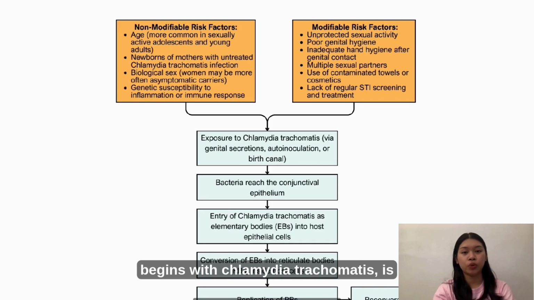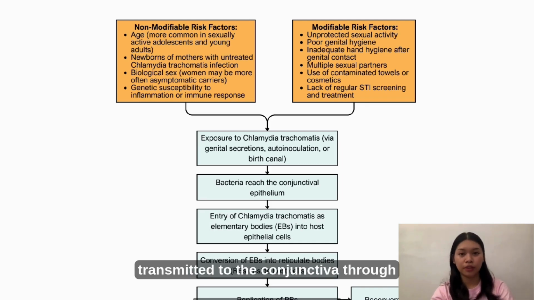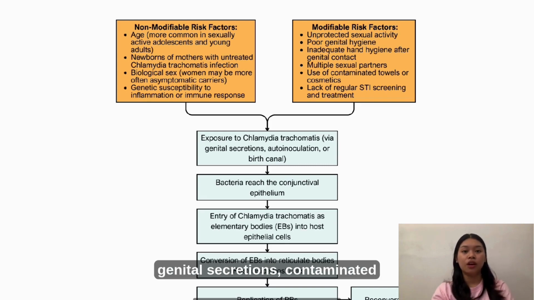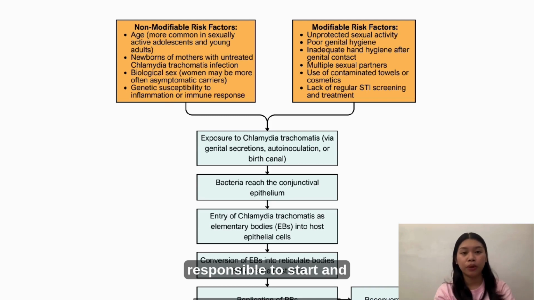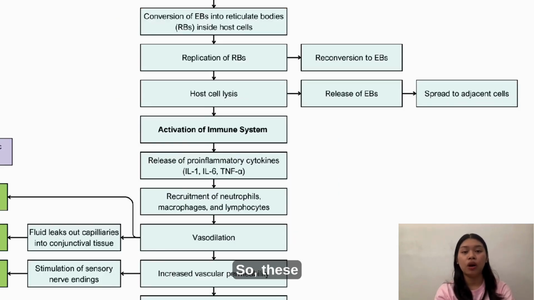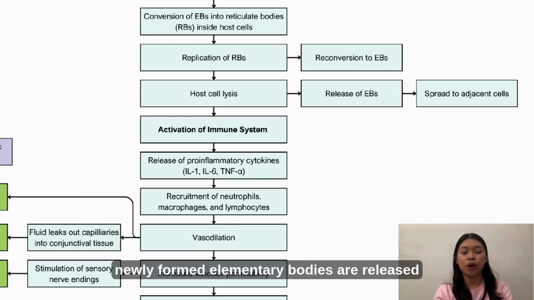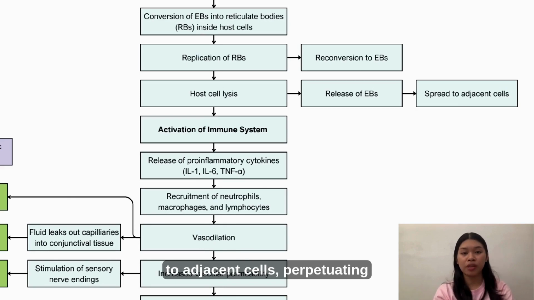The infection begins when Chlamydia trachomatis is transmitted to the conjunctiva through genital secretions, contaminated hands, or during birth. The bacteria reach the conjunctival epithelium and enter as elementary bodies. The elementary bodies are the infectious forms responsible for starting and spreading infection to the eye. Inside the host epithelial cells, the EBs convert into reticulate bodies, which replicate and eventually revert to elementary bodies. These newly formed elementary bodies are released upon host cell lysis and spread to adjacent cells, perpetuating reinfection.